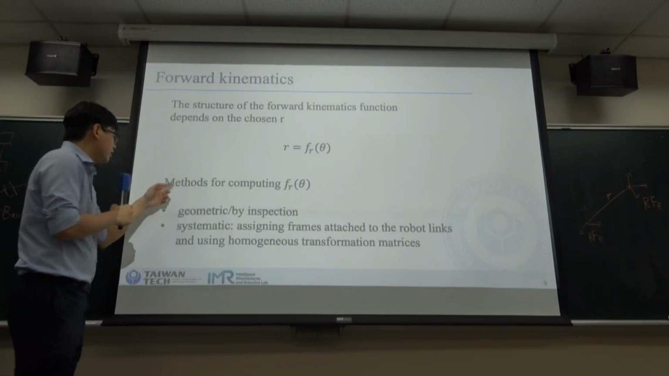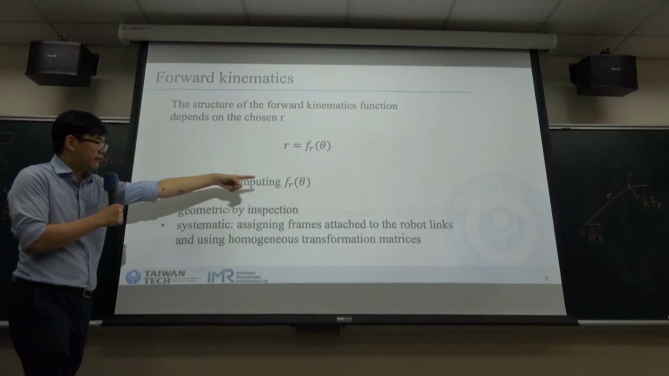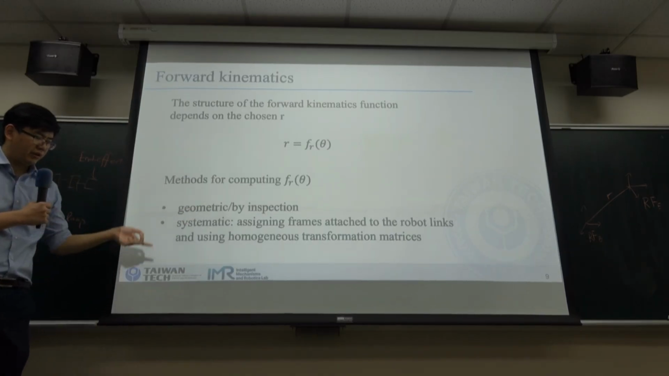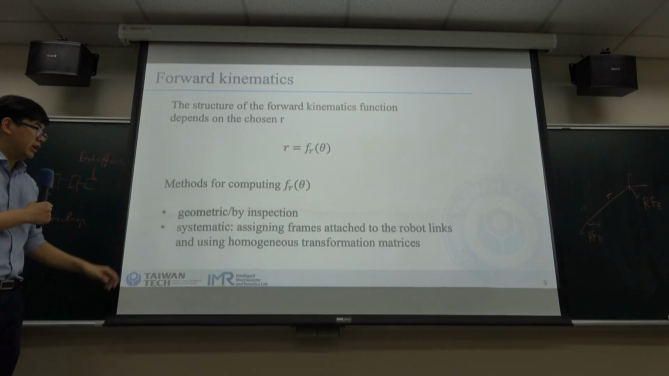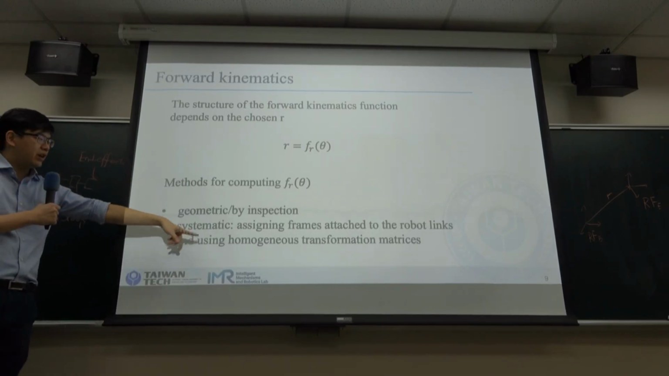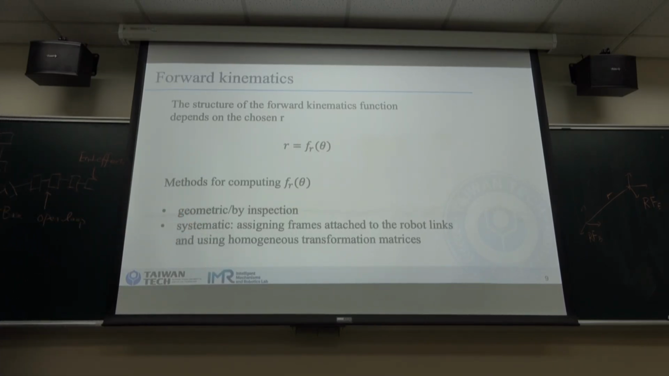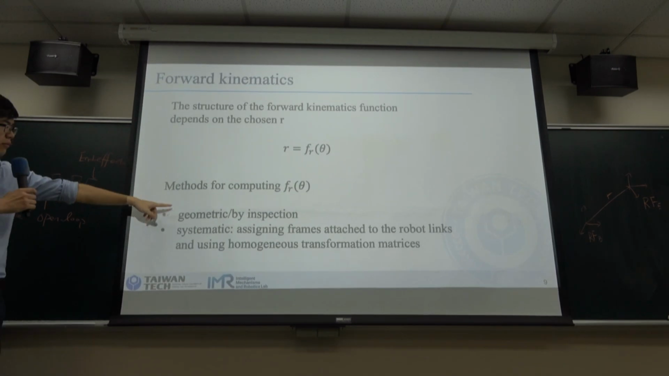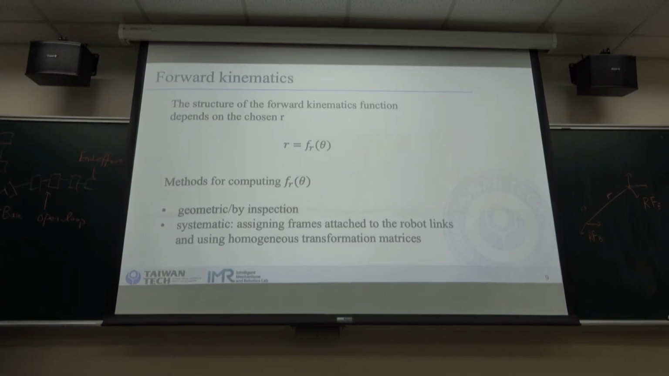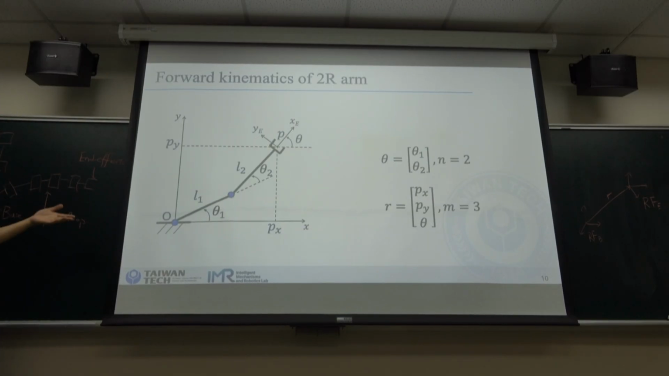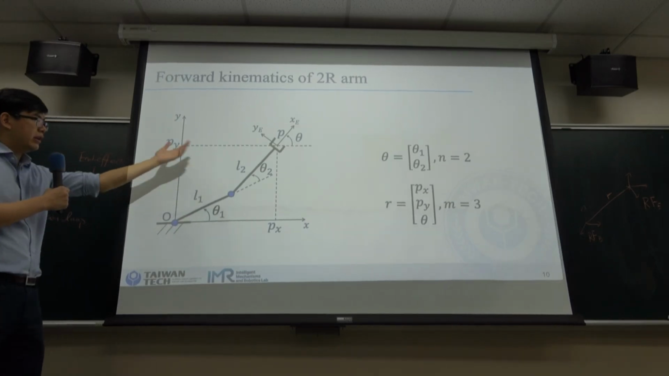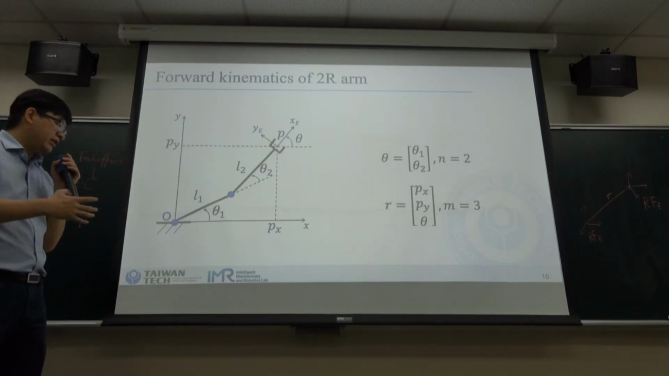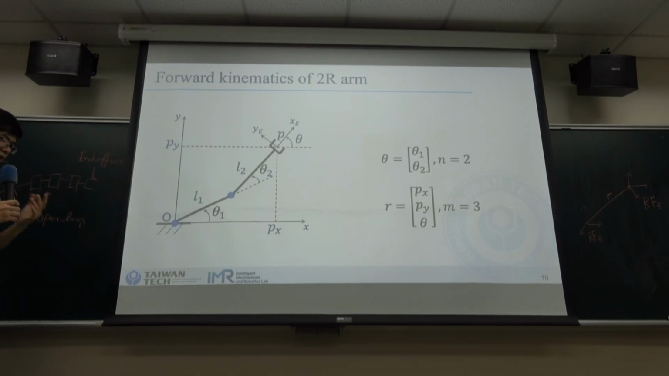For the methods for computing this function, there are two types. One is using the geometric approach, and the other is using the homogeneous transformation matrix. We are teaching both methods to you today. We'll start with the geometric one. It's done by inspection, but usually can only be done for really basic planar manipulators. If you have 3D manipulators, then inspection may be more difficult.